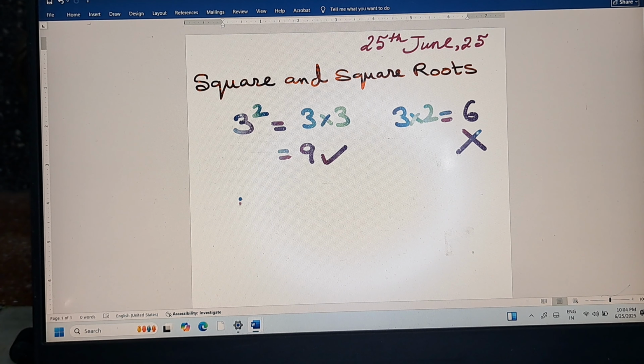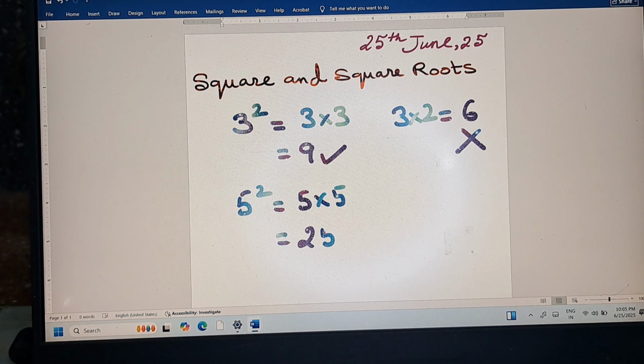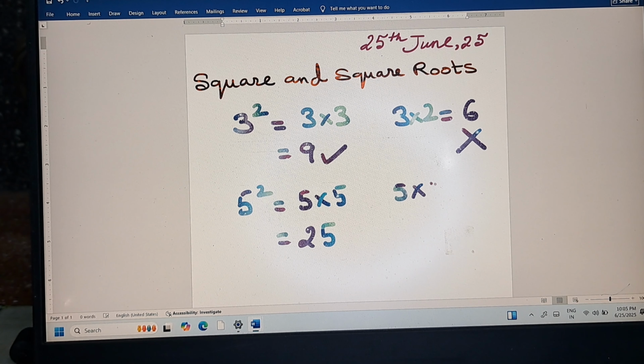Take one more example, 5 square. It is 5 into 5. The answer will be 25. It is not 5 into 2 equal to 10. So it is wrong.